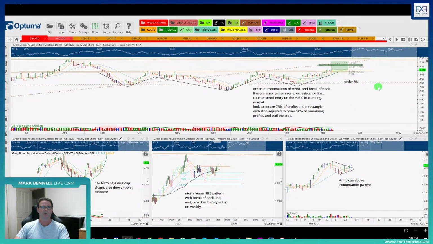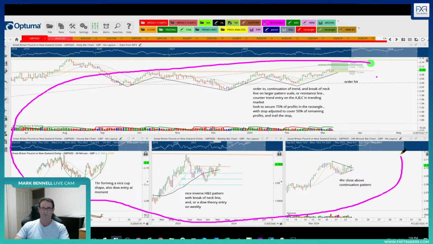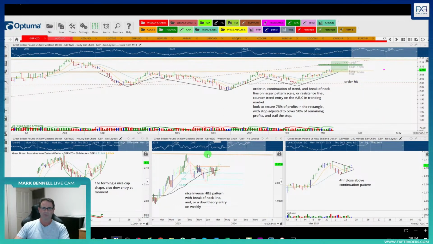Ben has here his pound New Zealand idea. All right, so I will jump to each chart, but he's got his daily chart here, his 60-minute here, his weekly here, and his 240 here. So you can see he's got one main chart with all of his info on it, which is great. Let's have a look at what we can take away from each of these in order.